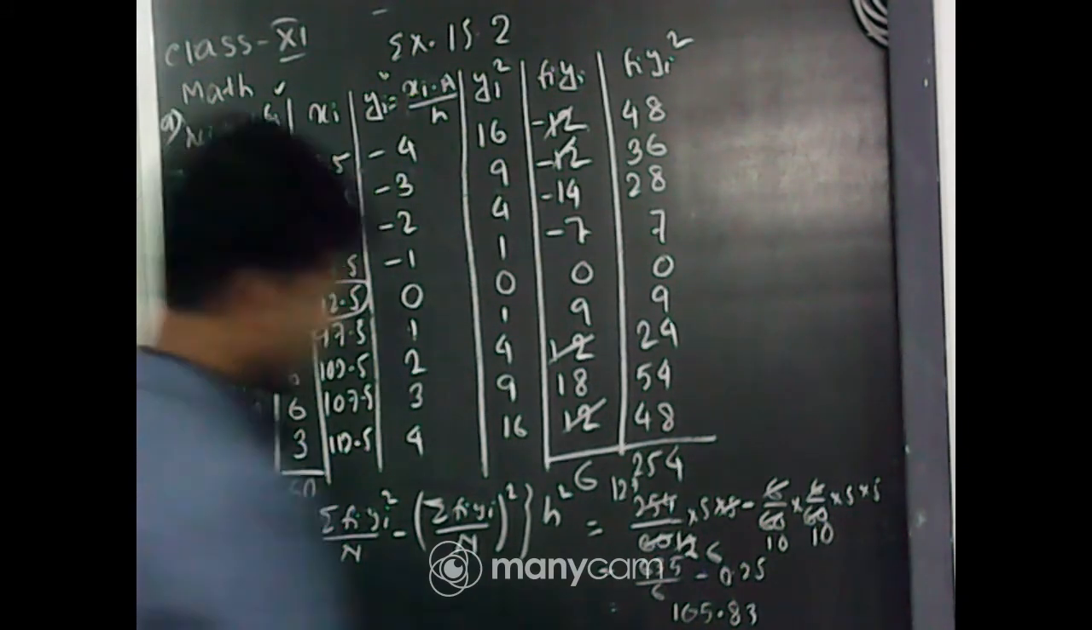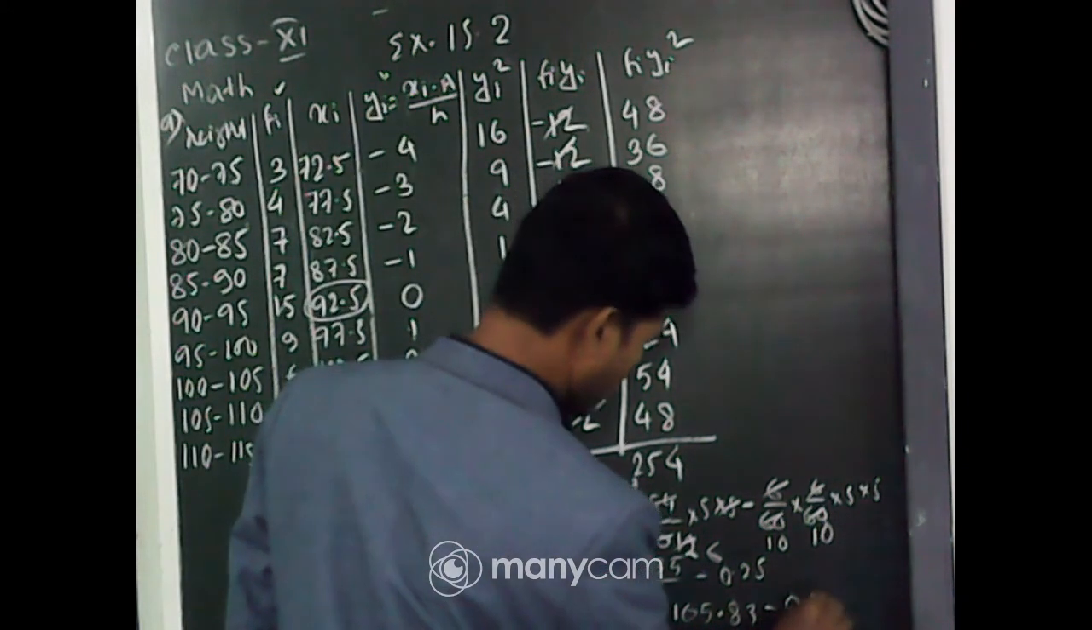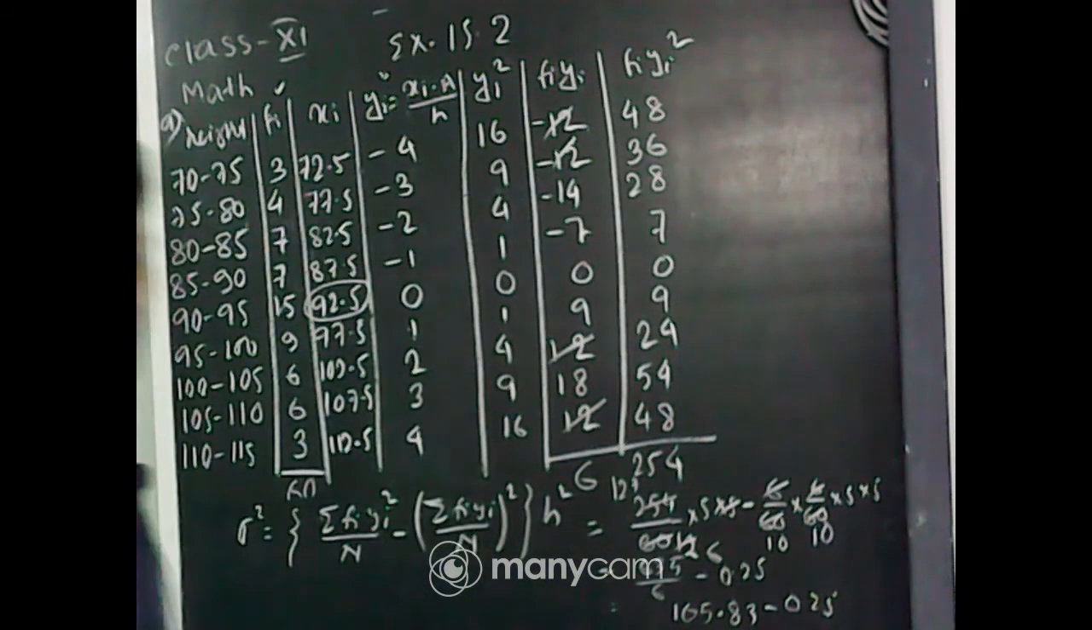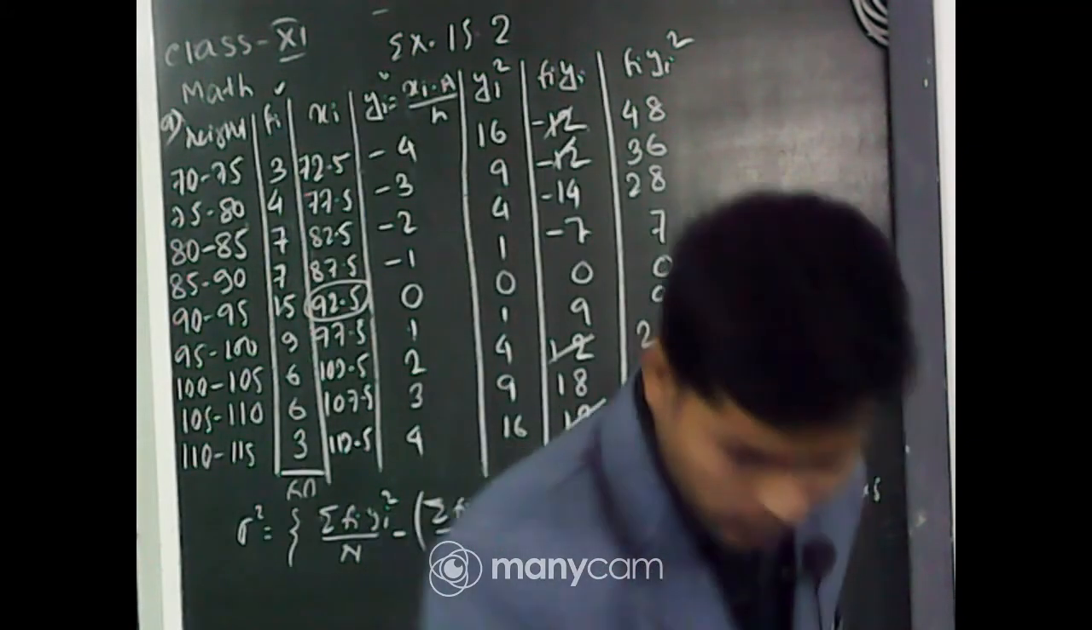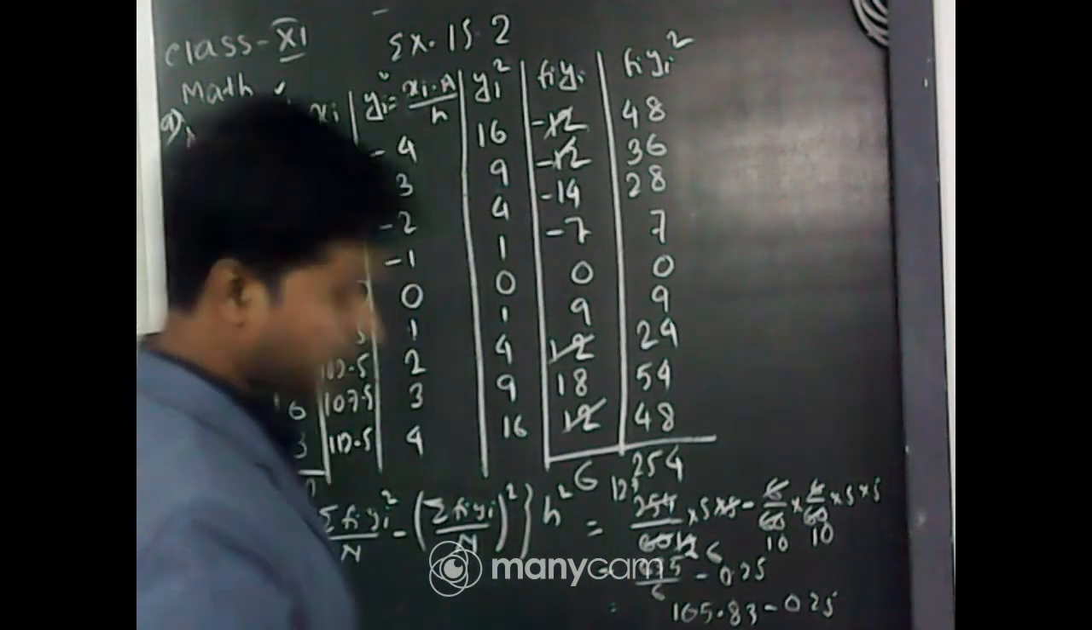105.83 minus 0.25. Now do the subtraction, you will get the answer. Okay, so this is the variance of the questions. Okay, now go to the last question, that is question number 10.